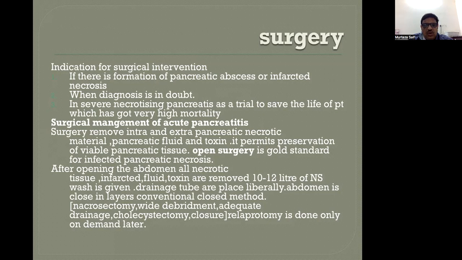Open surgery is the gold standard for infected pancreatic necrosis. After opening the abdomen, all necrotic tissue, infected fluid and toxins are removed. A 10 to 12 liter normal saline wash is given. Drainage tubes are placed liberally. The abdomen is closed in layers. This is the conventional closed method.